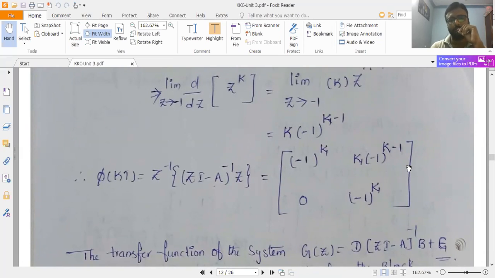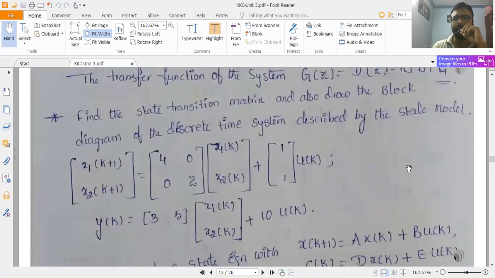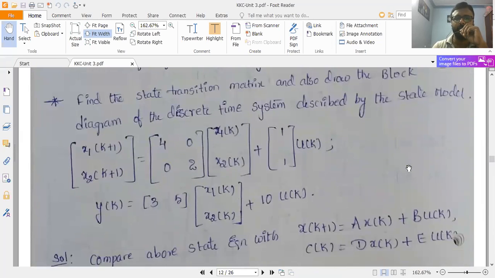Okay, so next we are going to solve the next problem. This is the statement of the problem: find the state transition matrix and also draw the block diagram of the discrete system described by the state model. So in this statement of the problem, we need to find two particular things. One is the state transition matrix and the second one is the block diagram of the discrete time system representing the state model.